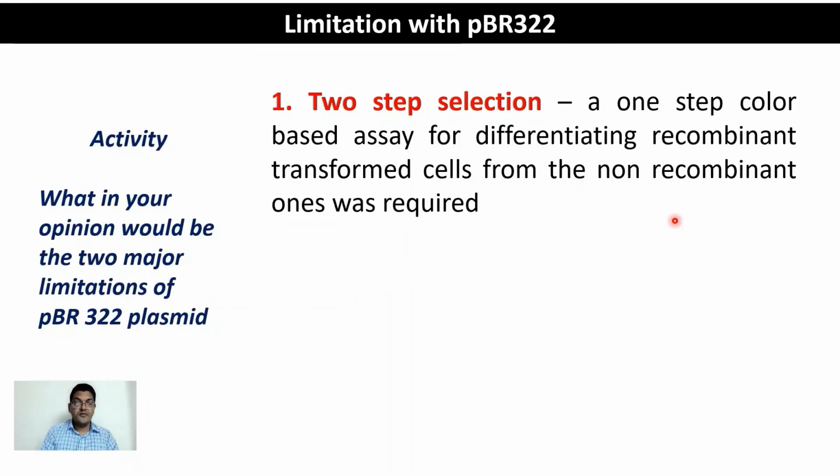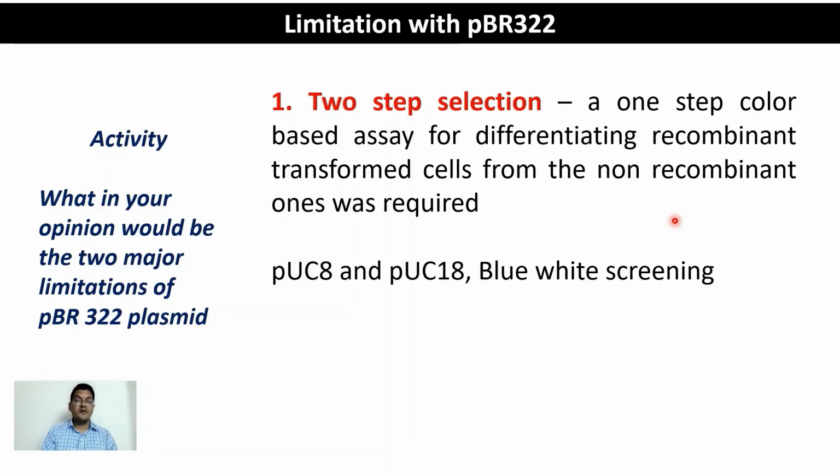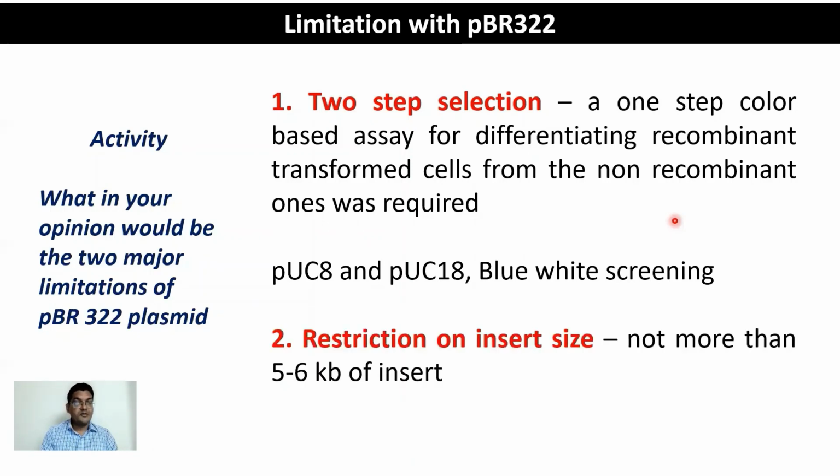To address this limitation, we moved on to pUC8 and pUC18, which can give you a color-based selection, and this process is known as blue-white screening. We'll see this in detail as we move along, and we'll also go into the molecular basis of blue-white screening. Then, of course, the second important limitation with almost all plasmids is the maximum insert size that they can hold. Not more than 5 to 6 kb of insert can be cloned into pBR322 or other plasmids, and that is a major concern.